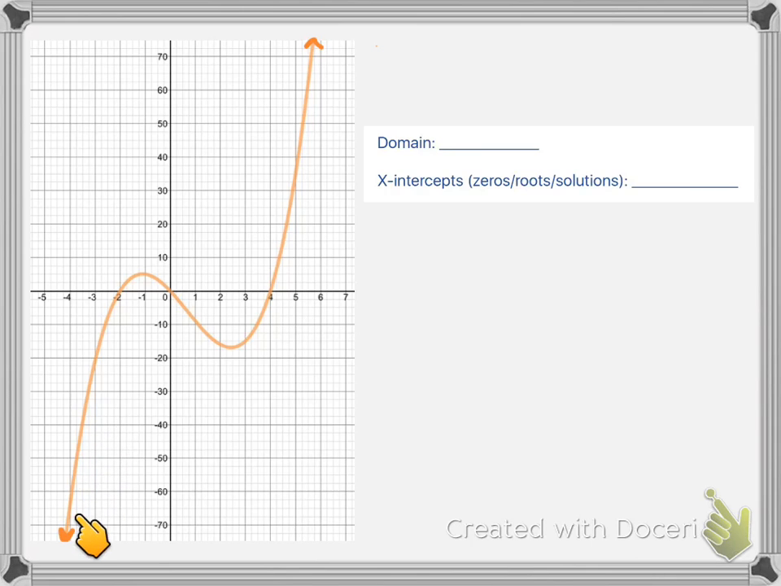Alright, again, domain. Which values can you put into the function? So this arrow right here indicates it's going to go left forever. Okay, I follow this thing. It's a continuous line. It doesn't skip over any values. And this arrow indicates to the right forever. So again, that same exact answer. It has a domain of all real numbers. Or you can write -infinity to +infinity. Alright, your x-intercepts. That would be at (-2, 0), (0, 0), and (4, 0).